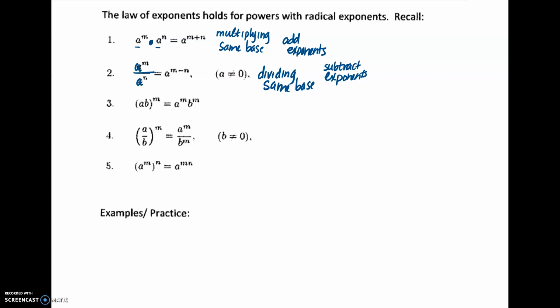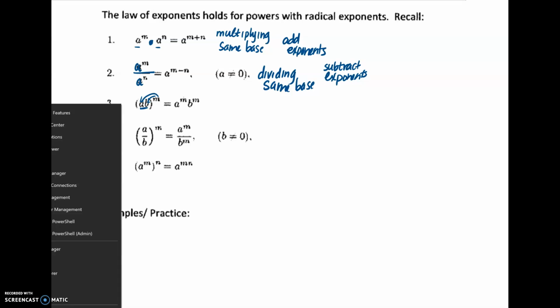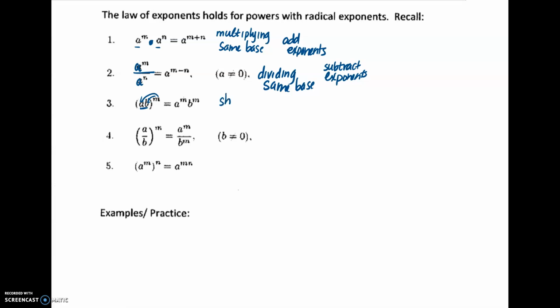Then we have the product of a power. This is a product raised to a power. It means you're sharing that power to both. It becomes a to the m times b to the m. Share exponents.